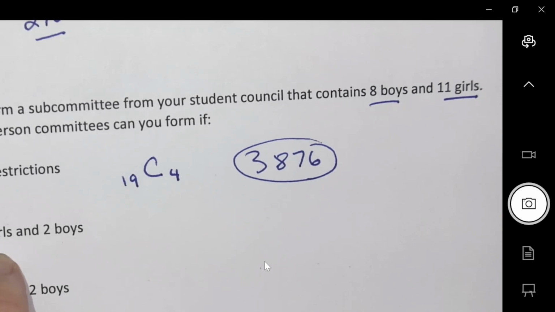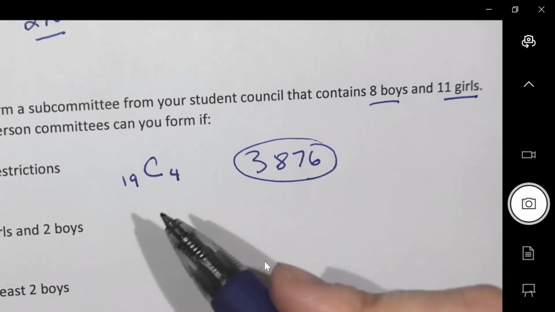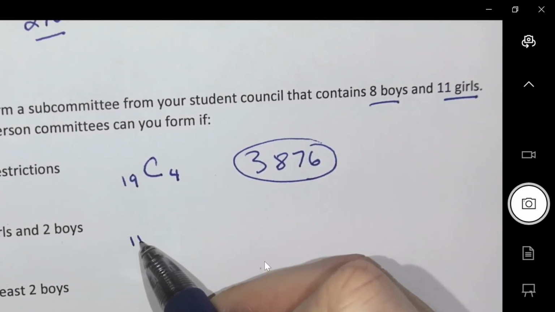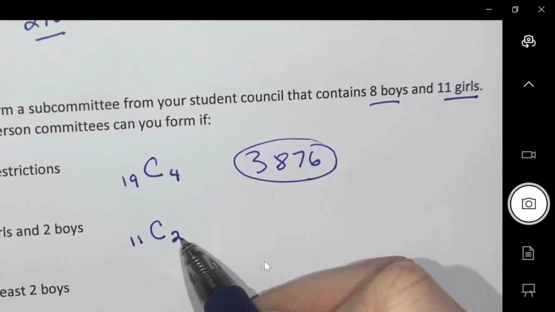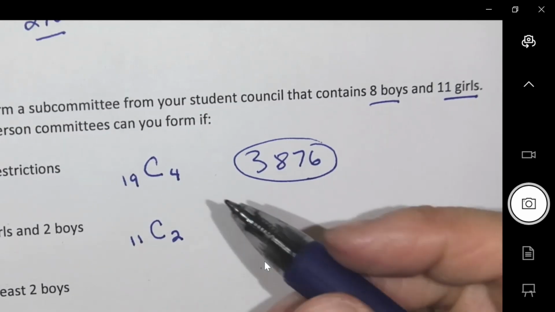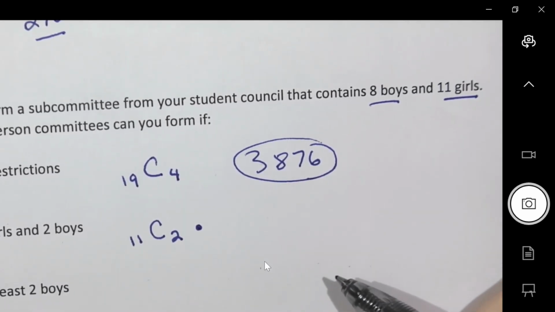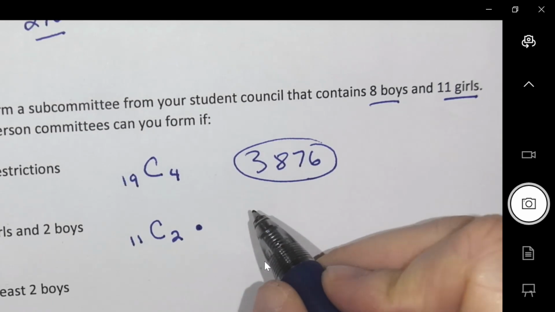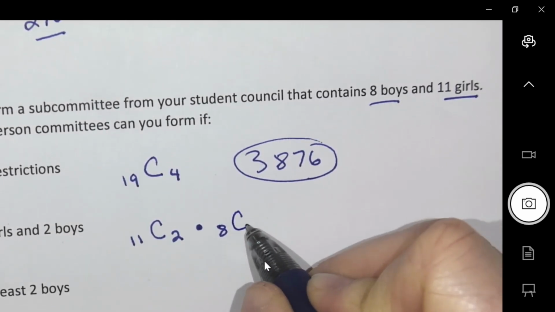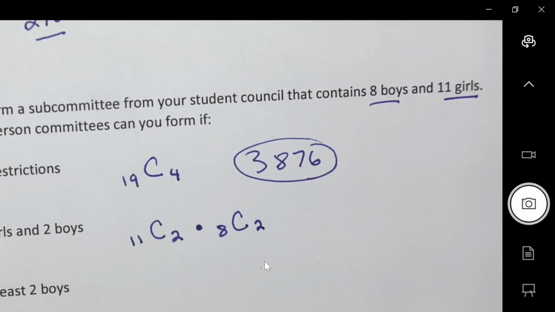You need exactly 2 girls and 2 boys. So I'm going to do 11 girls to choose 2 from. And so I'm timesing. I have 8 boys, and I'm going to choose 2 of them.